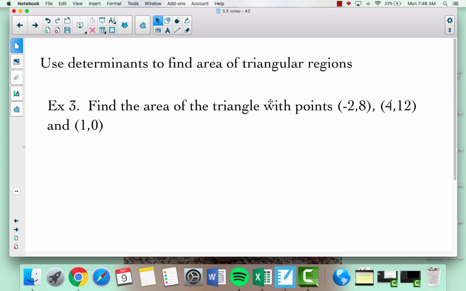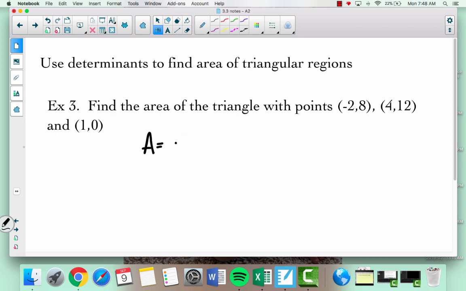So what you could do is plot them on a graph, try to use the distance formula and find the length of the base and the length of the height, but that makes it very complicated. There's a lot of calculations there. Instead, what we can do is use determinants and the points to calculate the area. So what we have here is a nice little formula.